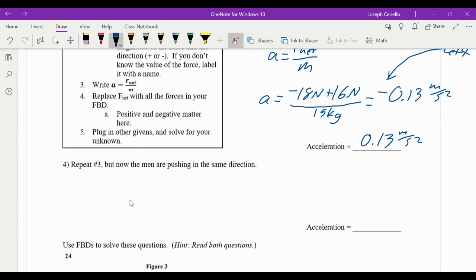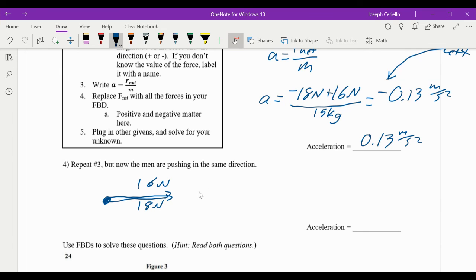All right, let's check out another one here. Repeat step 3, but now both men are pushing in the same direction. So first step, draw a dot. Second step, draw all the forces acting on the object. So we have 16 still, and we're going to say they're going in the same direction. Some people put them tip to tail like this and drew the 18 like that. While that's not entirely wrong, it is a good habit to get in that they are starting at the dot and pointing away. Okay, so that's 18 newtons.